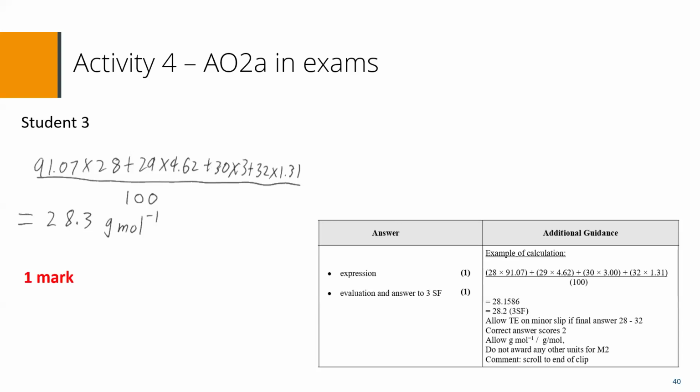One mark, correct expression, incorrect evaluation. It's 28.2, not 28.3. So only 1 mark. Interestingly, if their answer had been 28.3, and that's the only thing they put down with no working, they'd have scored 0. Incorrect answer with no working, 0.